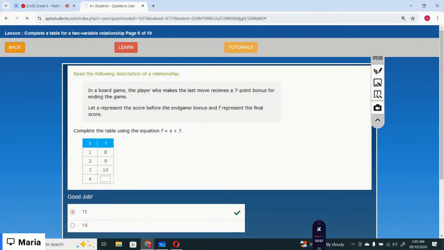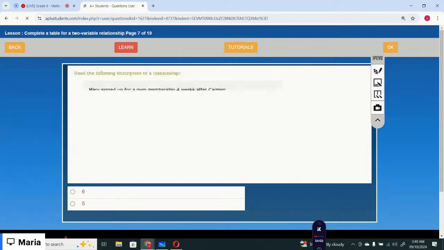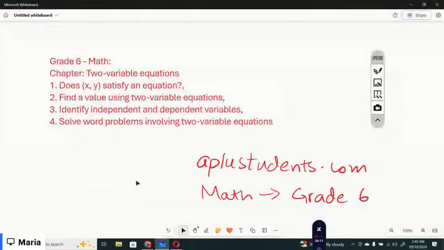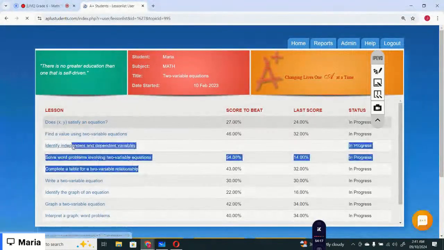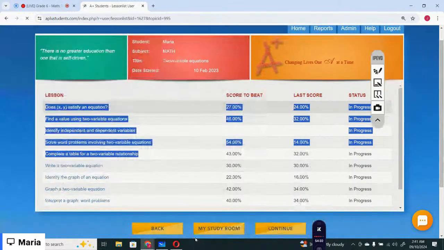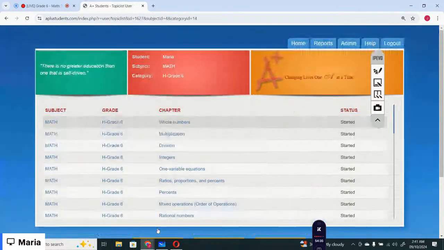So, we were working on grade 6 math. The chapter we were working on is two variable equations. The lessons we have covered today are: does xy satisfy an equation? Find a value using two variable equations. Solve word problems involving two variable equations and complete a table for two variable relationship. So please make sure before the next session you complete all the practice questions for the lessons we just did. That is your homework until next session.